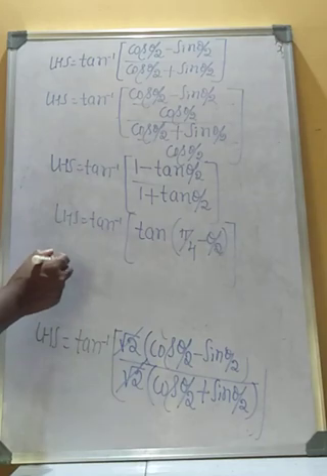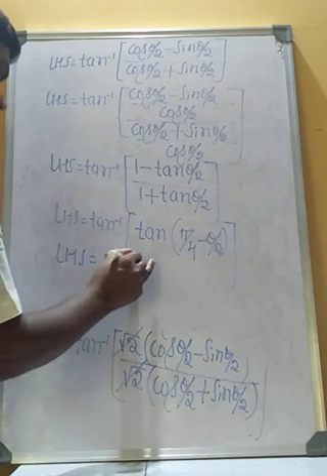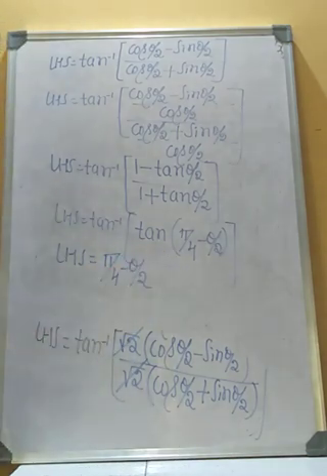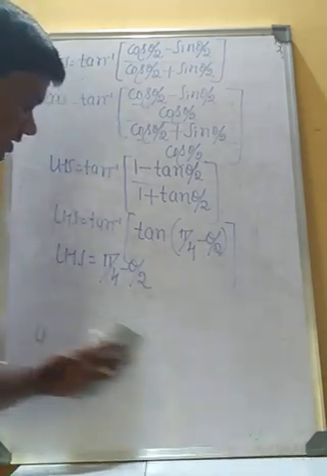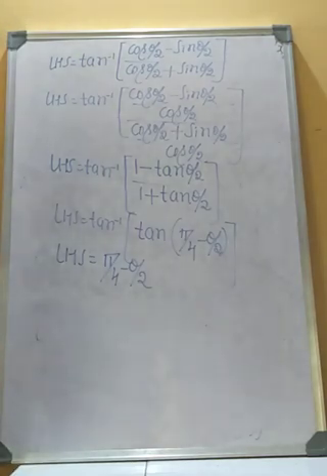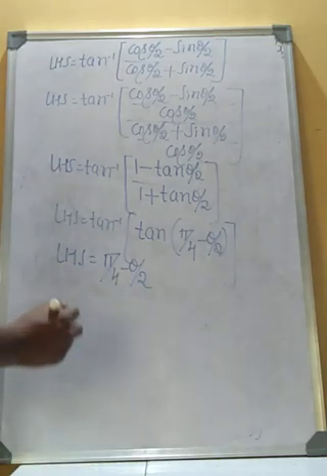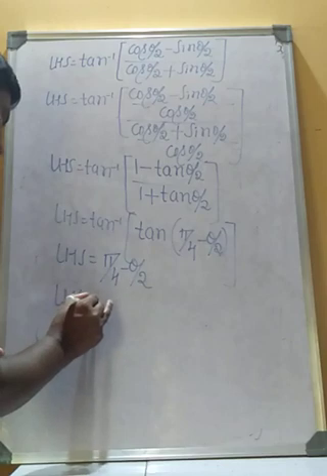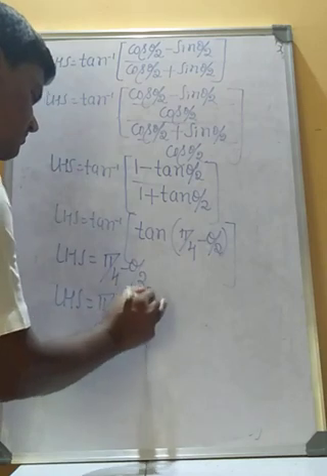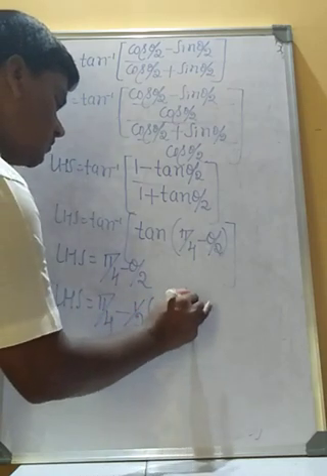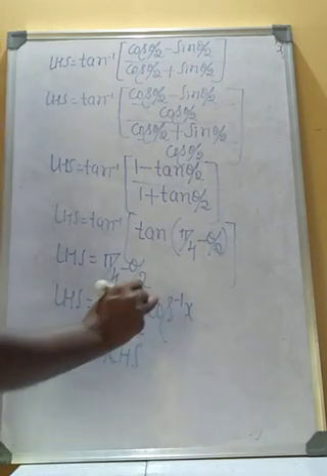So therefore, LHS is equal to tan inverse of tan of (pi by 4 minus theta by 2). Tan inverse of tan theta is equal to theta, so tan inverse of tan of (pi by 4 minus theta by 2) is pi by 4 minus theta by 2. Therefore, left hand side is equal to pi by 4 minus 1 divided by 2 theta. What is theta? Theta is cos inverse x. Therefore, left hand side is equal to right hand side.